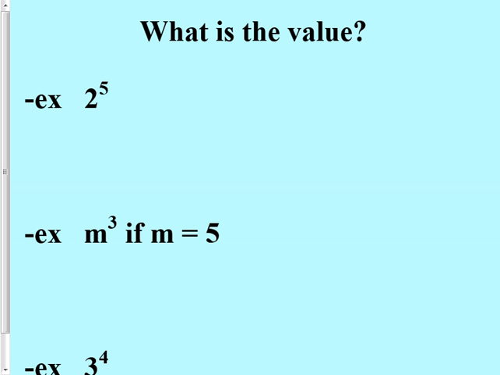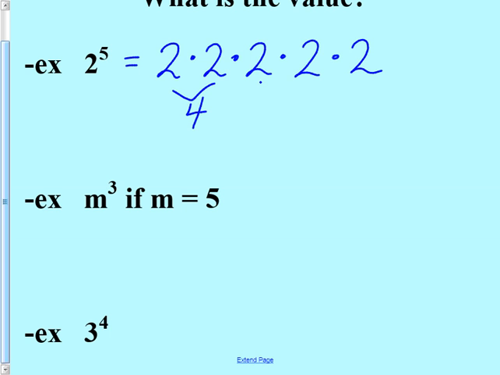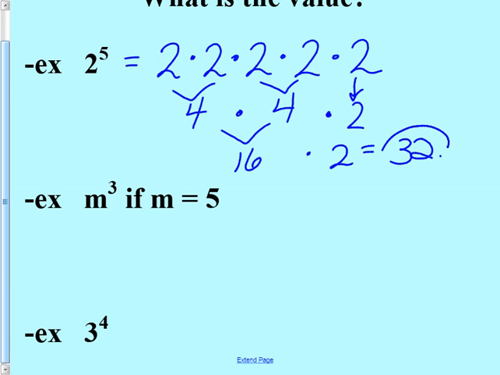So let's do a couple of examples, see if you get these. Take a moment to try them, and then see if you've gotten them correct, and then we'll check them. All right, so if we want to look at the values, 2 to the 5th power, we've actually already done this one, but again, it means 2 times 2 times 2 times 2 times 2. 2 times 2 is 4, 2 times 2 is 4, and then another times 2. 4 times 4 is 16, times 2 is 32.